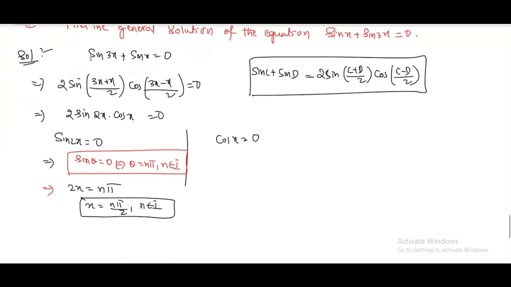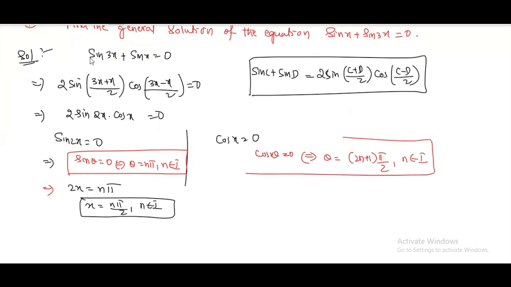And what next, second case is cos x is equal to 0. So cos theta is equal to 0 means theta is equal to (2n plus 1) into pi by 2, where n belongs to integers. So this is the general solution condition for cos theta is equal to 0. So from here we will get directly x is equal to (2n plus 1) into pi by 2, where n belongs to integers.